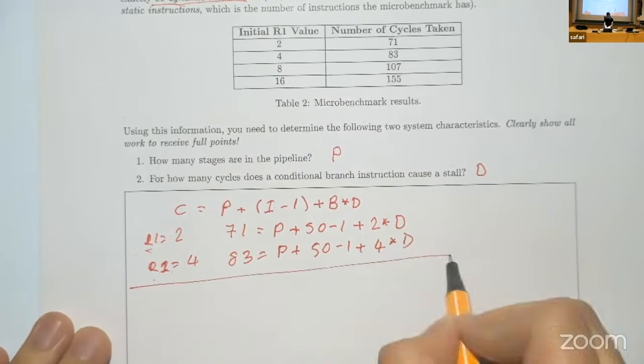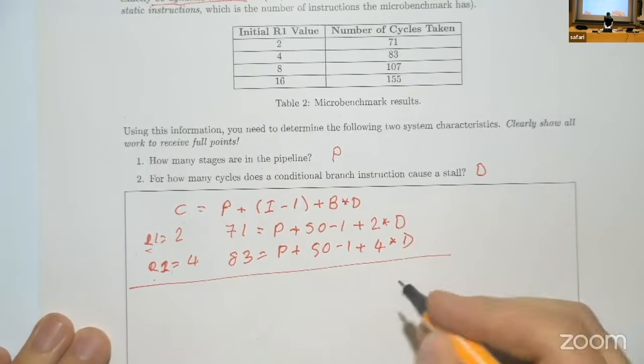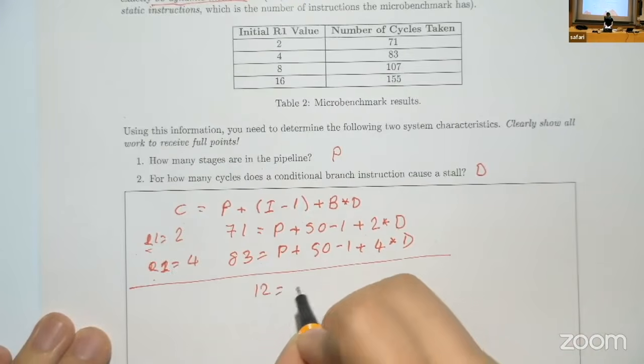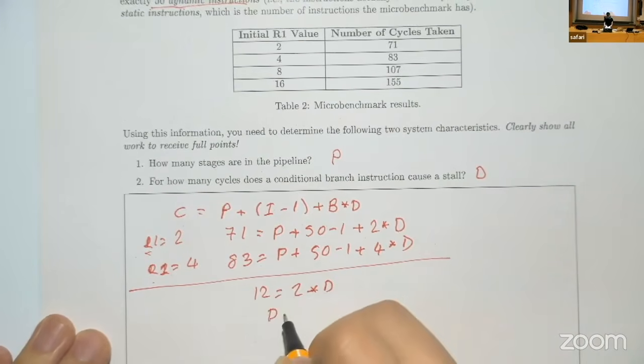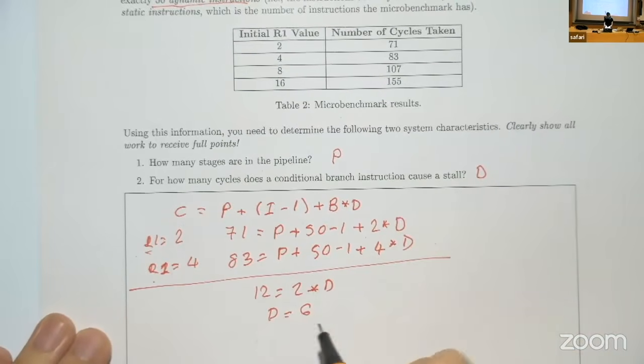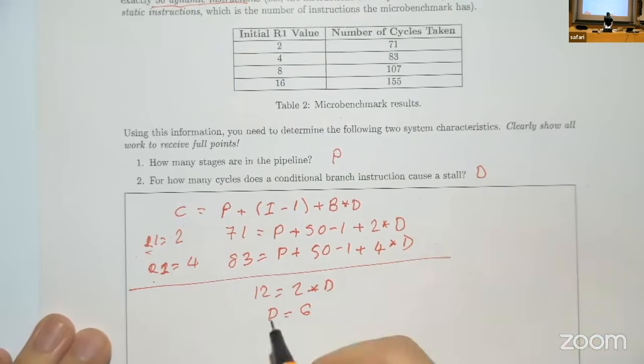And we can solve the system and see 2D is 12. And from that, we get that D is 6. And when we put this in place in any of these formulas that we know, P is 10.